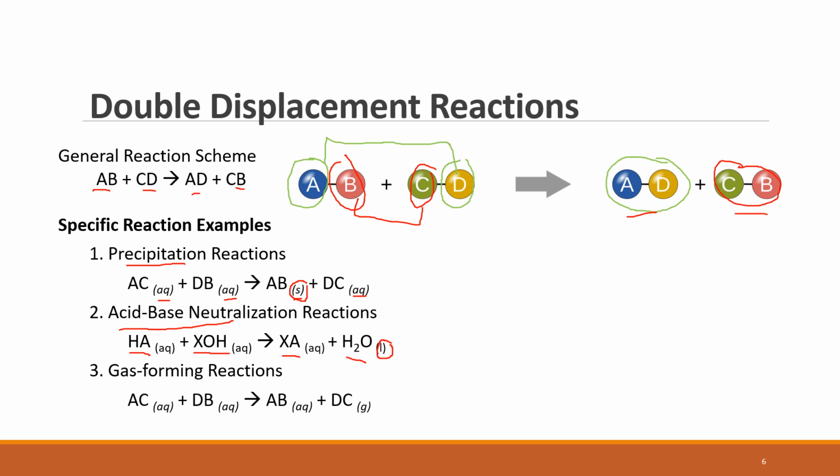The last type of specific reaction example is a gas-forming reaction. Just like with all double displacement reactions, we have 2 compounds on the reactant side switching partners. Notice we have the outer guys, B and A, teaming up to form one product, AB. And then the inner elements, C and D, pair up to form the other product, DC. But how do we know it's gas forming? Because one of the products has a G by it, indicating it's a gas.